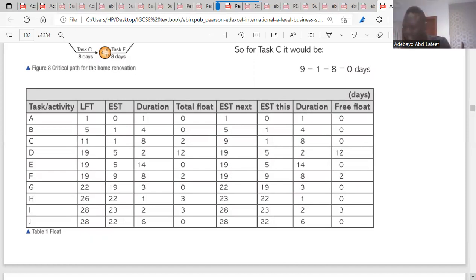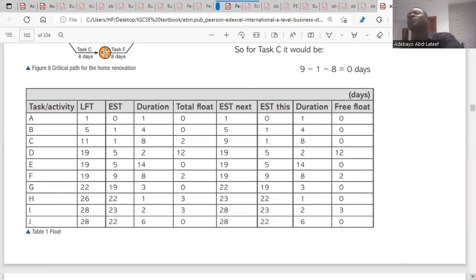When you're talking about the total float, it is the LFT of this task. We want to check the total float of task B. It will be the LFT of task B minus the EST of task B minus the duration. That is for float. To calculate the total float of task B, it will be the latest finish time of task B minus the earliest start time of task B minus the duration. That is when you want to calculate the total float of task B.